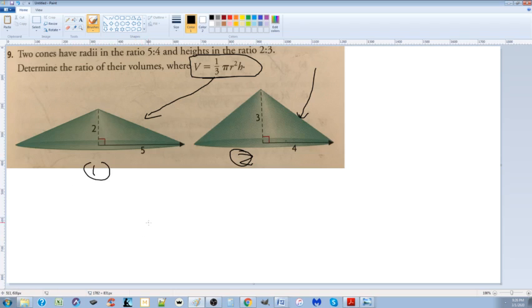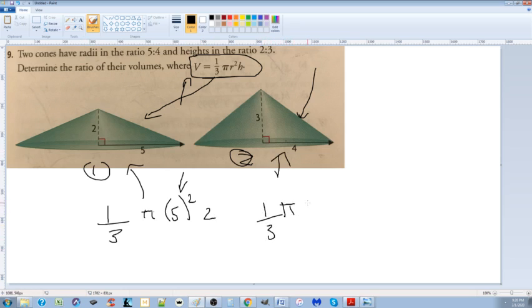Okay? If I work out the volume of this one, I'm going to take the formula and say, well, 1/3 pi. Those are both constants, 1/3 and pi. And then his radius, which is, in this case, 5, and radius squared, so I always have to square first, times his height of 2. And then if I look at number 2, he gets multiplied by 1/3 pi, times his radius squared, which is 4 squared, times his height, which is 3.